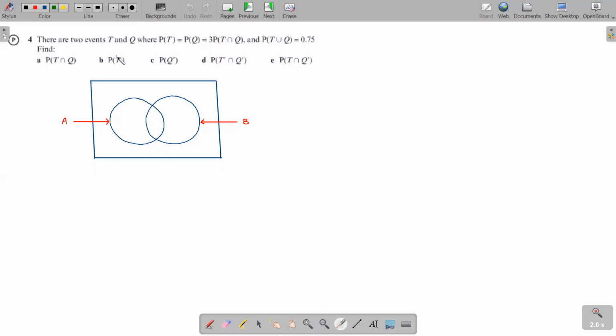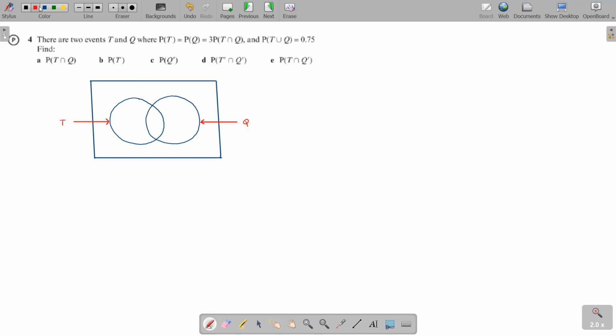All right. So guys, we'll move on to question number 4. They say there are two events, T and Q, such that the probability of T is equal to the probability of Q is equal to 3 times the probability of T intersection Q. And the probability of T union Q is 0.75.